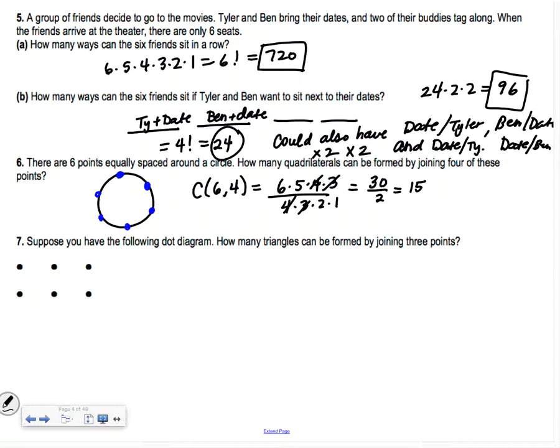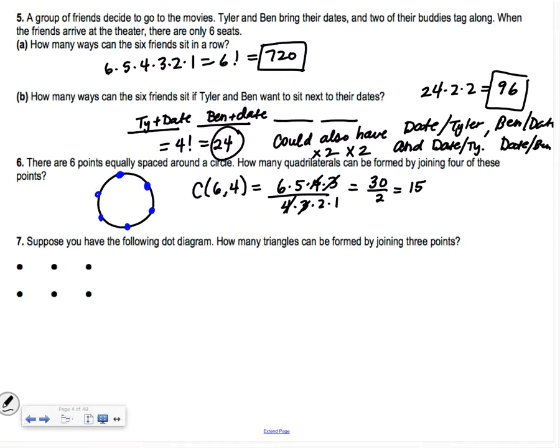I did 6 times 5 times 4 times 3 all over 4 times 3 times 2 times 1. Do you remember this? 6 choose 4 is the same as 6 choose 2. So couldn't you just do 6 times 5 over 2 times 1? Do you see how that worked out here? That's why it works like it does. Okay, so you end up getting the same thing. You get 15.